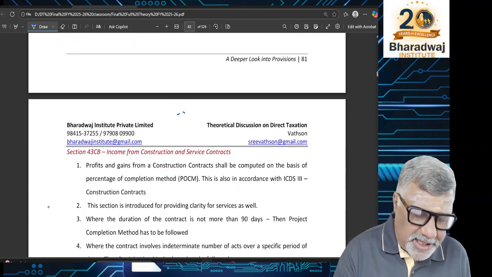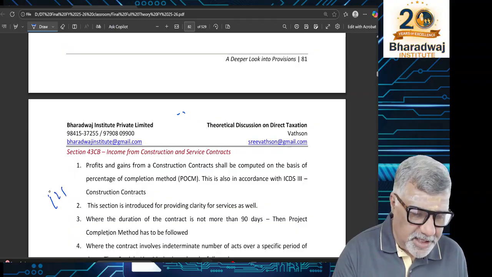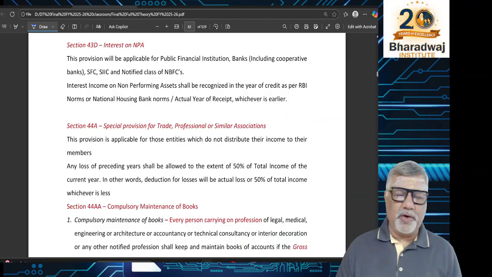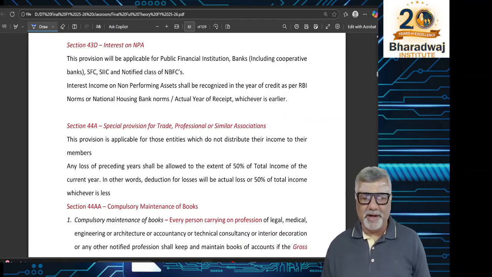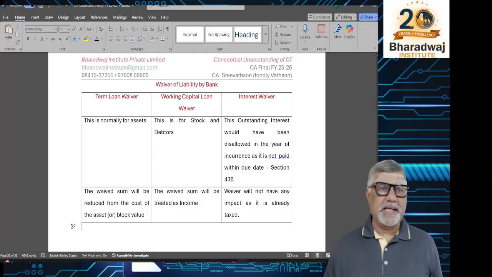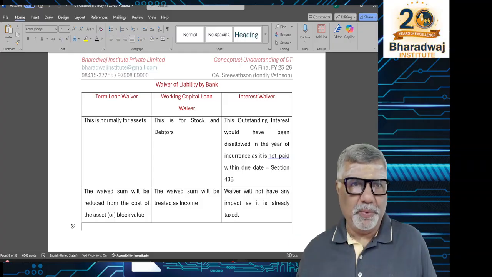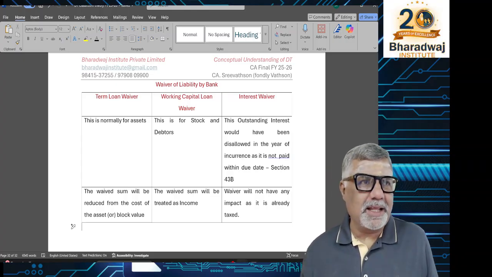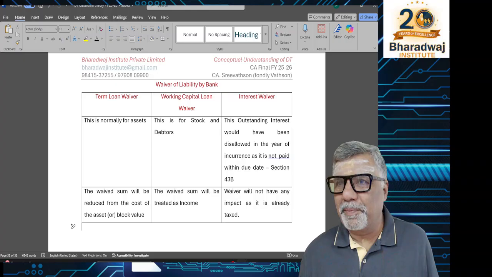Construction contracts will be ICDS 3, where I will cover this. Interest on NPA, whenever you recover, it is taxable. Am I clear to you? That is section 41 for you. Now I'm going into the dynamic section, 44.